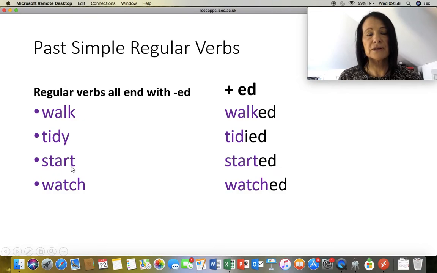The next word, this word start, doesn't have a Y, so we're just adding ed to the word. And the last word, watch, we're just adding ed to the word. This is for writing the words.